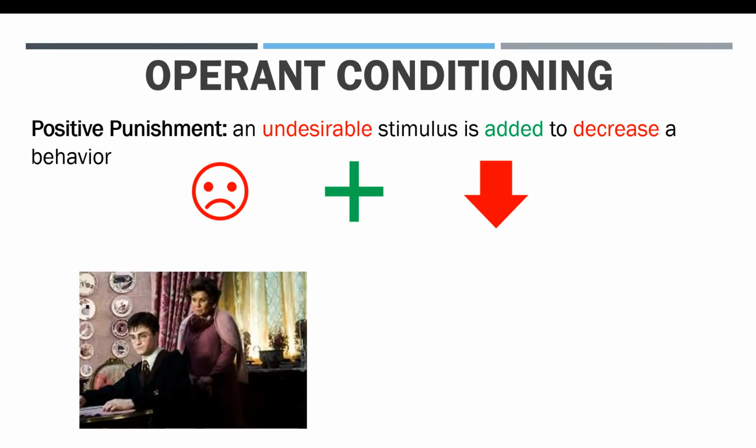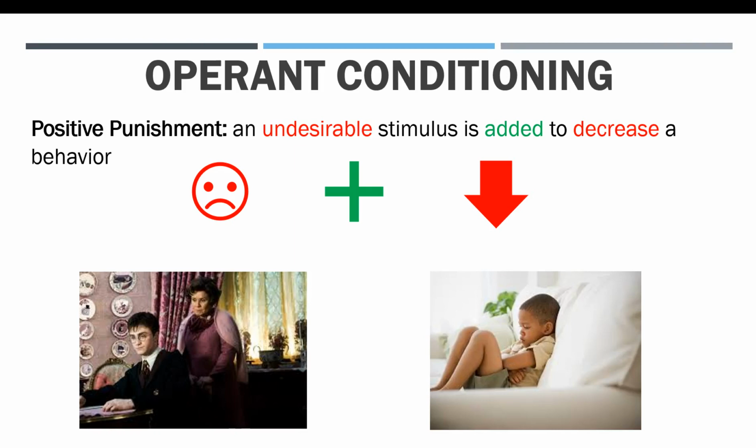For example, when one of Harry Potter's professors, Dolores Umbridge, punishes Harry for speaking out of turn in her class, she is adding an undesirable stimulus to Harry, which is detention with her, in order to decrease his behavior of being bad in her class. Or when a child is bad, a parent would add an undesirable stimulus, such as timeout, in order to decrease a child's bad behavior.